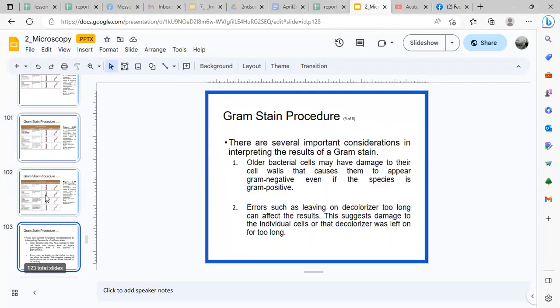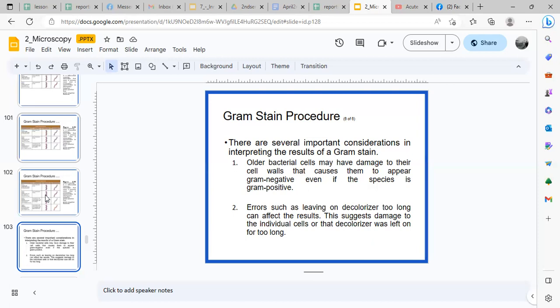Okay, so sometimes there are errors in interpreting the results of the Gram stain because sometimes you have older bacterial cells. When that happens, because of the damage to their cell walls, they may appear gram-negative, but it's actually because of their being old bacterial cells. So you have to analyze.